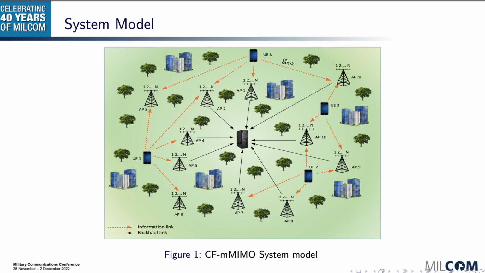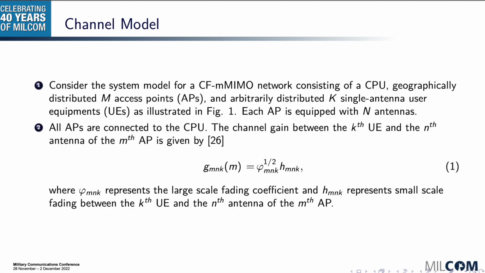Each AP is equipped with N antennas and it is connected to the CPU. The channel gain between the kth UE and the nth antenna of the mth AP is given by the equation. As you can see, g_mnk is equal to φ_mnk to the power 1/2 times h_mnk, where φ_mnk is the large scale fading coefficient and h_mnk is the small scale fading coefficient between the kth UE and the nth antenna of the mth AP.